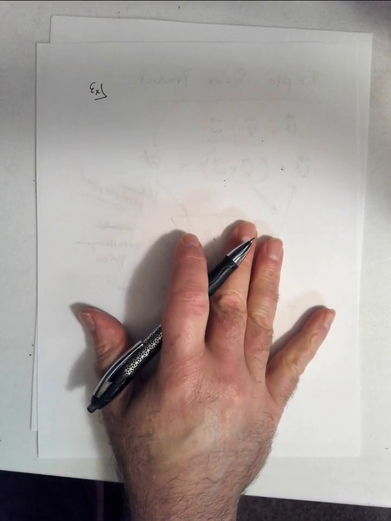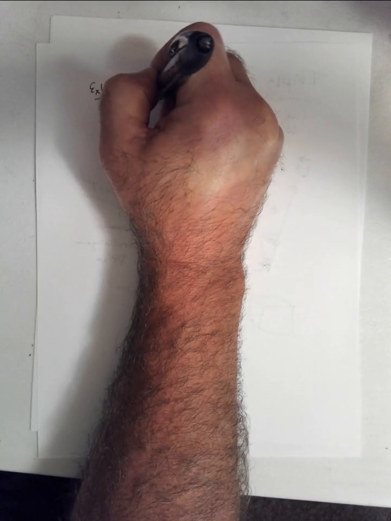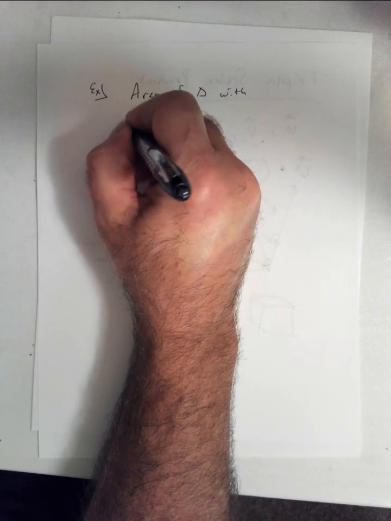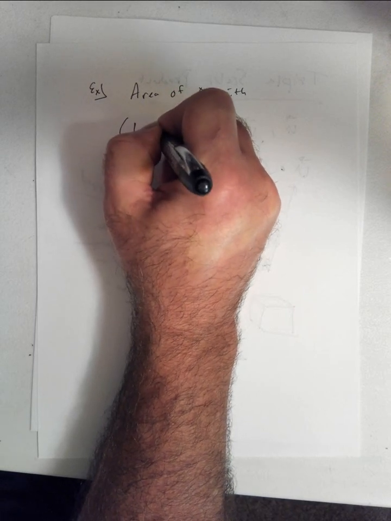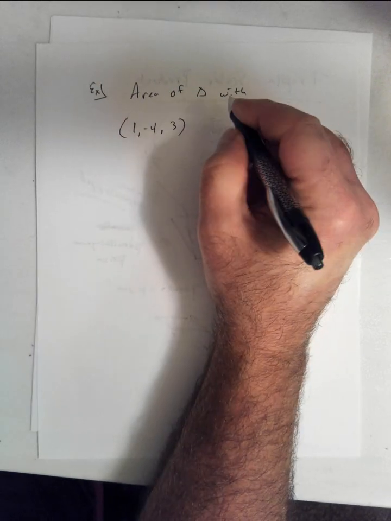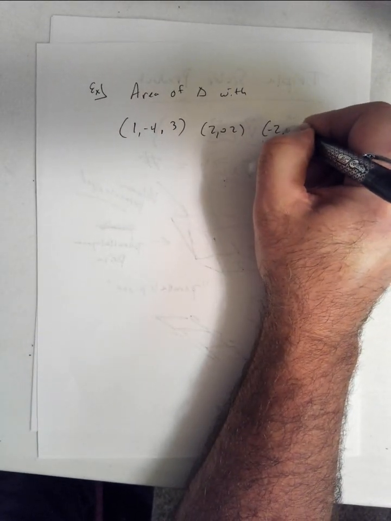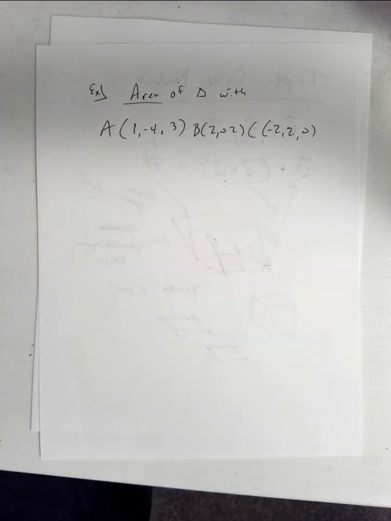here's an example where we want to find the area of a triangle with these 3 points as vertices: 1, negative 4, 3; 2, 0, 2; and negative 2, 2, 0. So this is some triangle in space, and we want to find the area of that triangle. Let me just name these as A, B, C. Those are my 3 points. That's triangle ABC, some triangle in space, and we want to find its area.